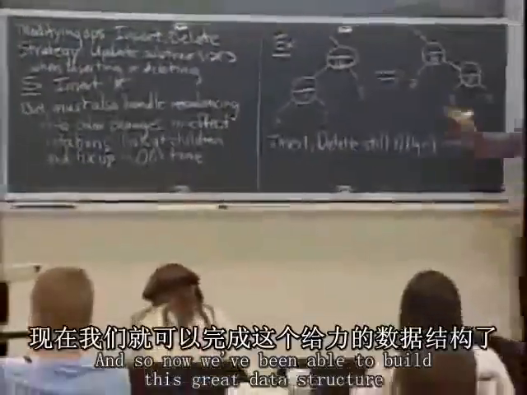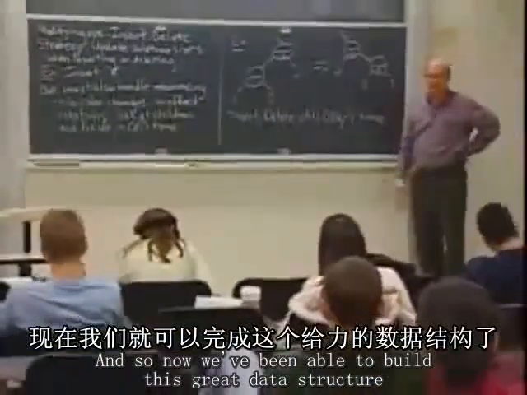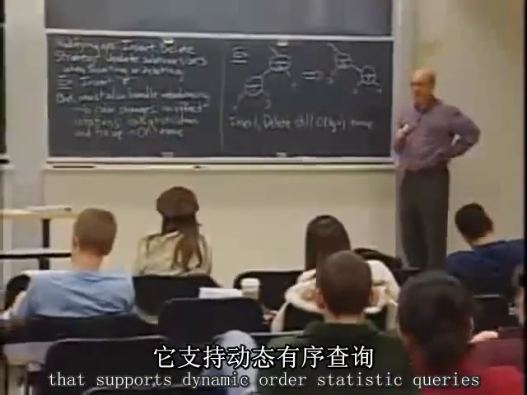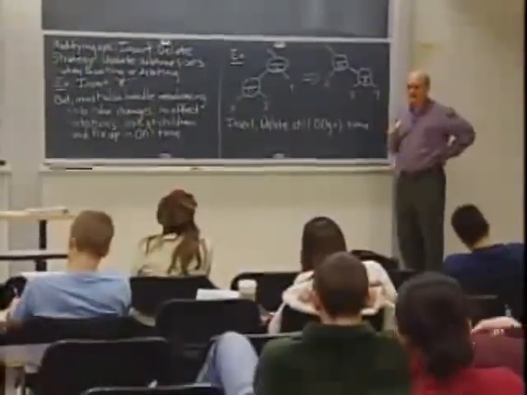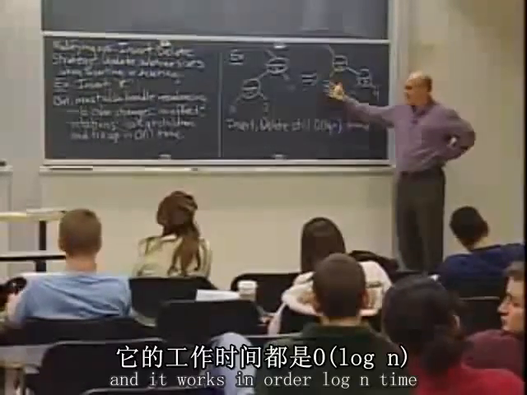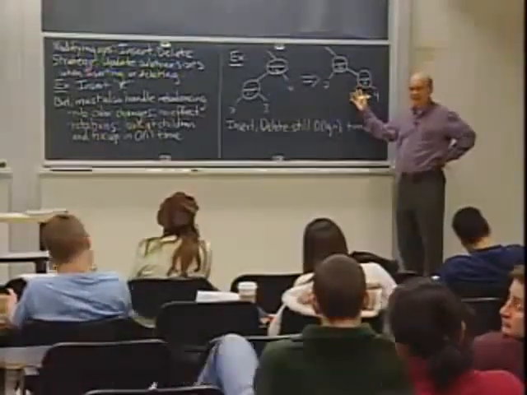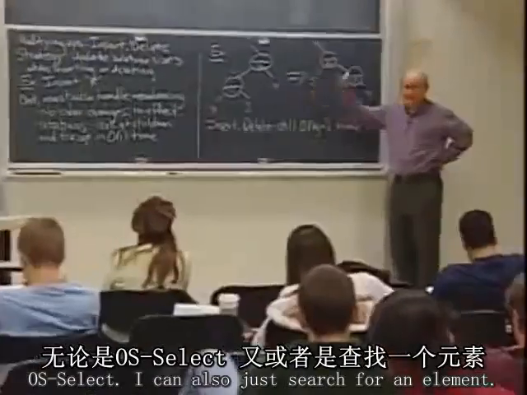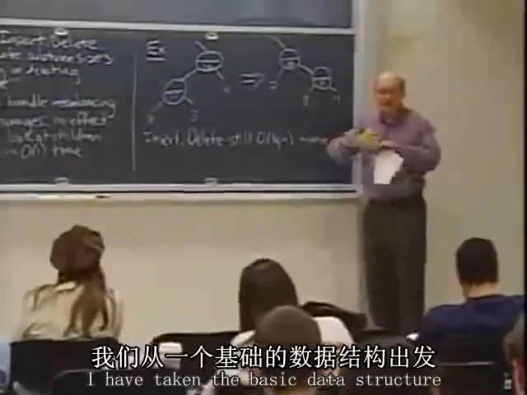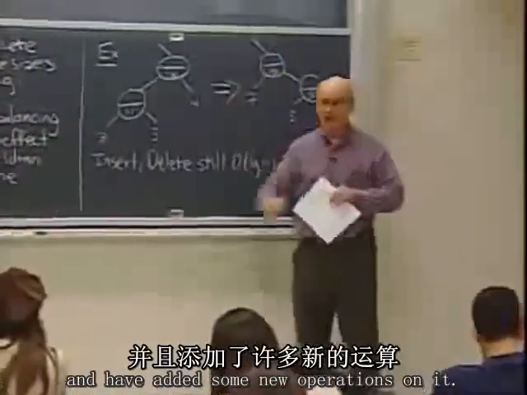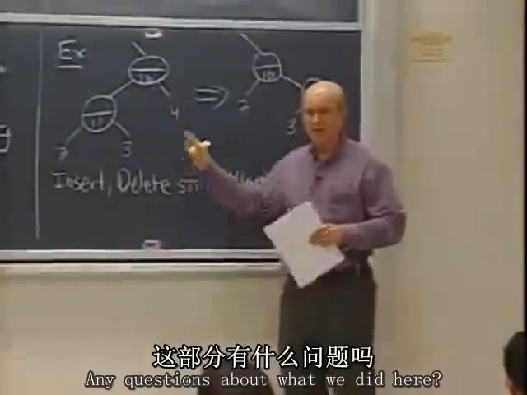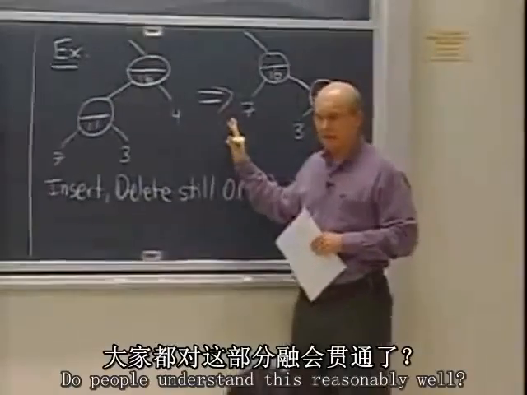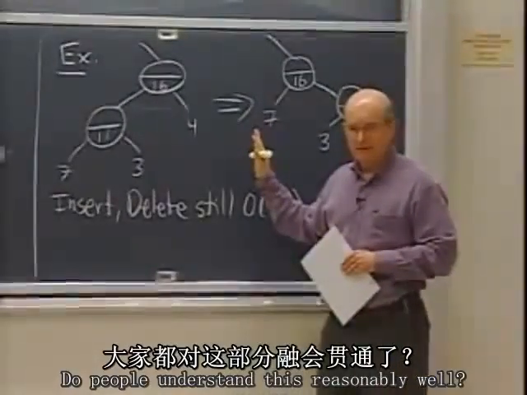And so now we've been able to build this great data structure that supports dynamic order statistic queries. And it works in order log n time for insert, delete, and the various queries that you do. OS select. I can also just search for an element. So I've taken the basic data structure, I've added some new operations on it. Any questions about what we did here? Do people understand this reasonably well?